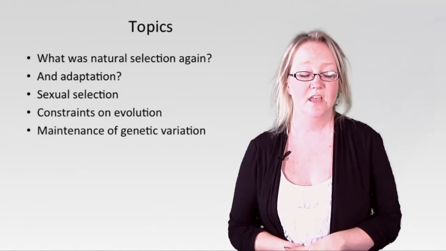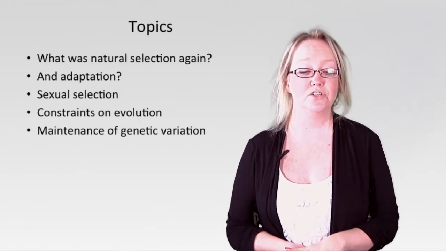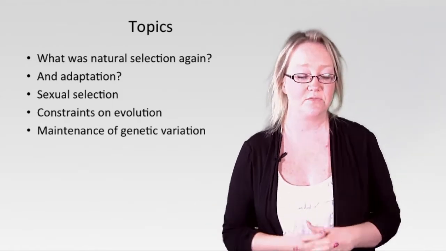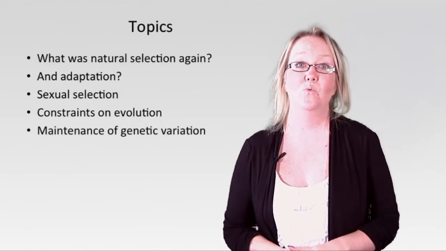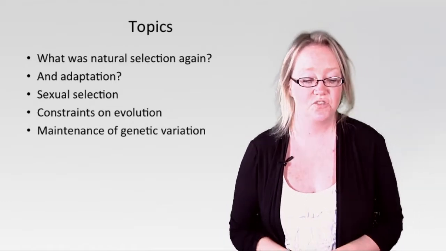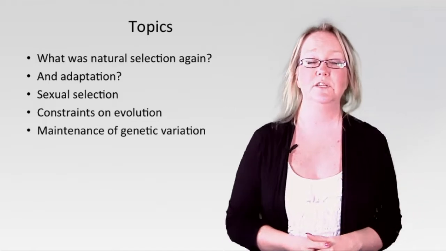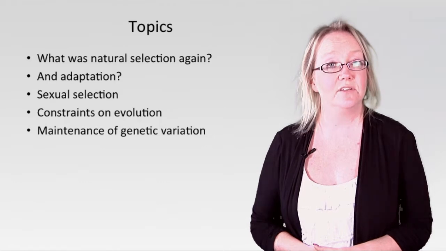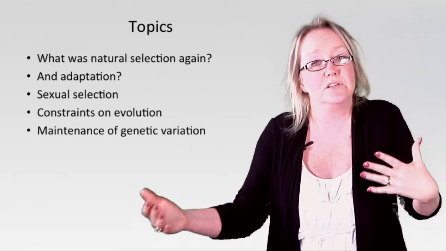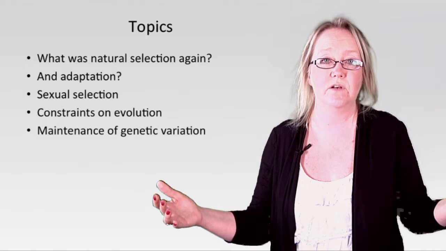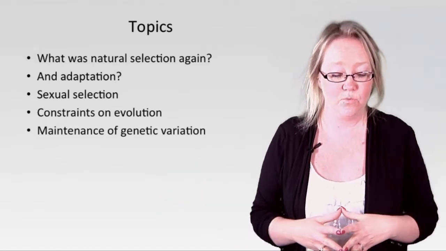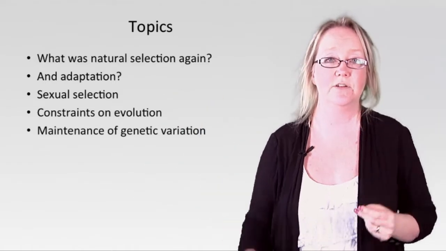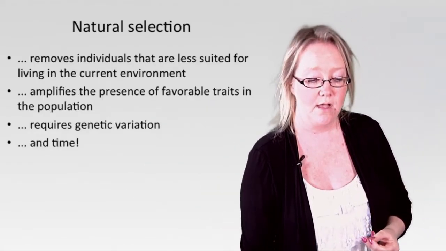So our topics for this lecture are to look at what natural selection was again. We want to remember what we learned last week. We want to look at adaptation. What were adaptations? What were some of the adaptations that we looked at last week? And then we're going to move into some new stuff, looking at sexual selection. What are some constraints on evolution? What are organisms able to do as far as evolving into the next generation, what are they not, and then how within a population genetic variation is able to be maintained.